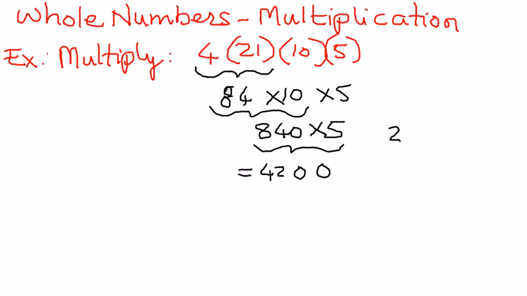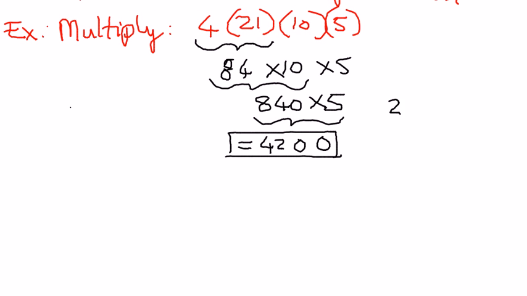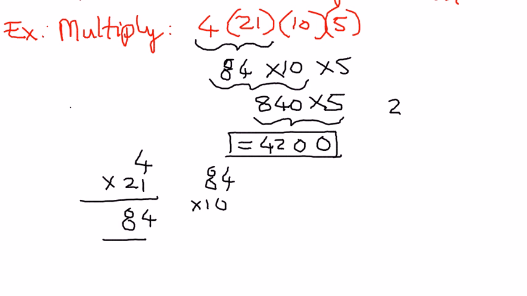We could have also done the multiplication on the vertical basis. So if that is the number we had, we take 4 and multiply by 21. Then 1 times 4 is 4, and 2 times 4 is 8. So we have that. Then we take 84 and multiply by 10. So we place the 0 there. 0 times 4 is 0, 0 times 8 is 0, 1 times 4 is 4, and 1 times 8 is 8. So therefore 0, 4, and 8.